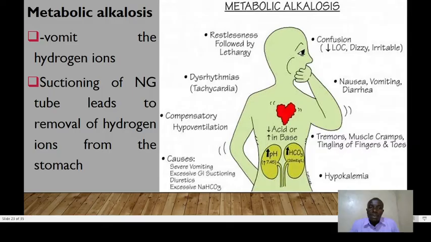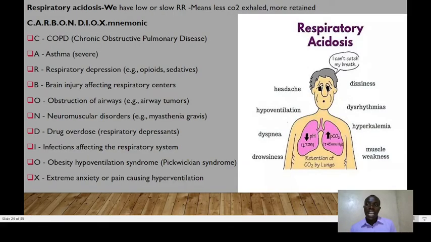So when you remove more hydrogen by vomiting, the hydrogen comes out, it means you're going to be less acidic. When you become less acidic, that is alkalosis. Another activity that can lead to alkalosis is functioning of the NG tube, and this leads to removal of hydrogen ions from the stomach, and this contributes to metabolic alkalosis.